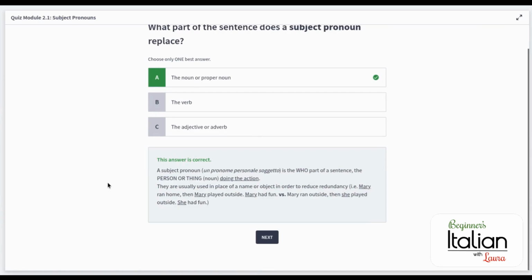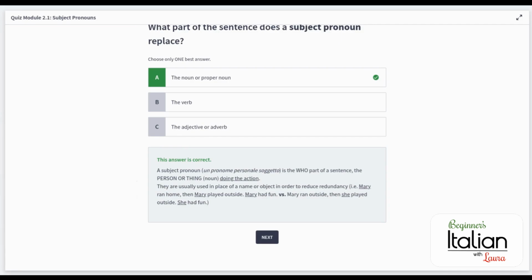Okay, letter A is the correct answer. A subject pronoun, or un pronome personale soggetto, is the who part of a sentence, the person or thing, noun, doing the action. They're usually used in place of a name or object in order to reduce redundancy.